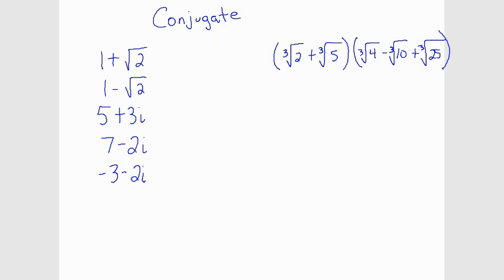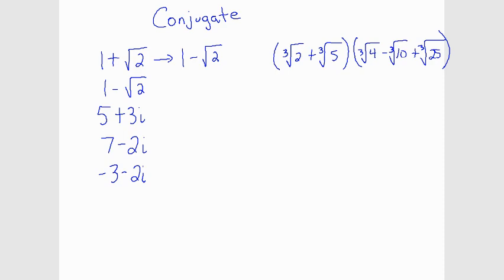The conjugate primarily stems from a binomial, in which the primary rule, not the only rule, but the primary rule, is that we take whatever sign is in the middle and change it to the opposite. Now, this is different than taking the opposite of the number overall. So, for example, this first example, 1 plus square root of 2. The conjugate of that is 1 minus square root of 2.